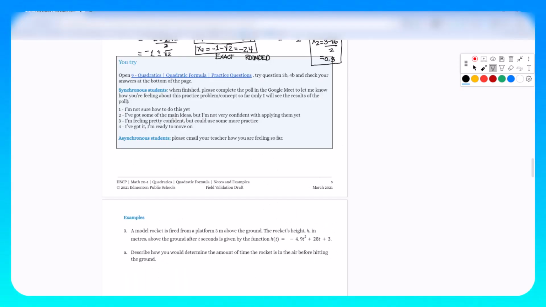Okay, so I want you guys to try. If you're the synchronous class and you're working from home, you can feel free to look at this as an asynchronous student. Asynchronous students, please go ahead and email your teacher so far with any questions you have or comments about how you're feeling about the material so far, 3B, 4B, just a quick email to let them know how you're doing.